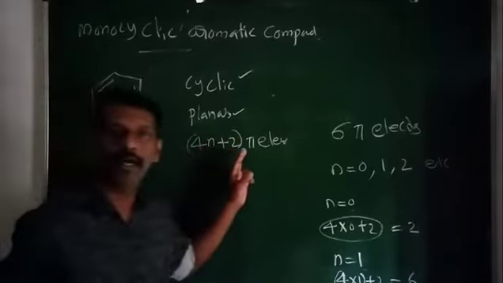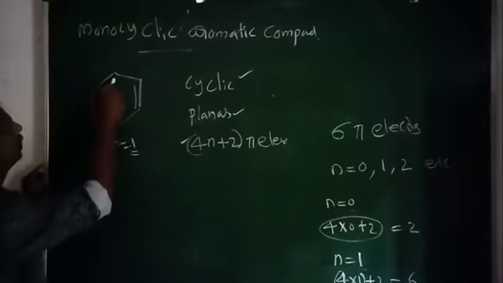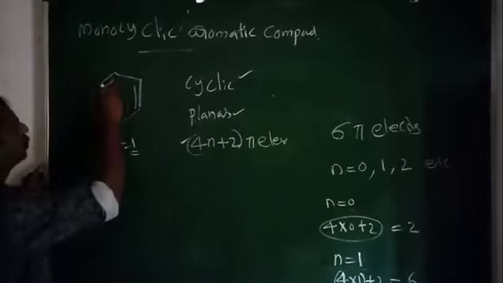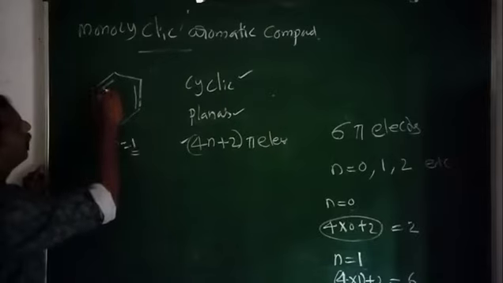Then the last condition, complete delocalization of pi electrons. What do we mean by complete delocalization? You can see that here is conjugation: double bond, single bond, double bond, single bond, double bond, single bond. That means there is a conjugation. If there is conjugation, you can see that this double bond can be shifted to here.